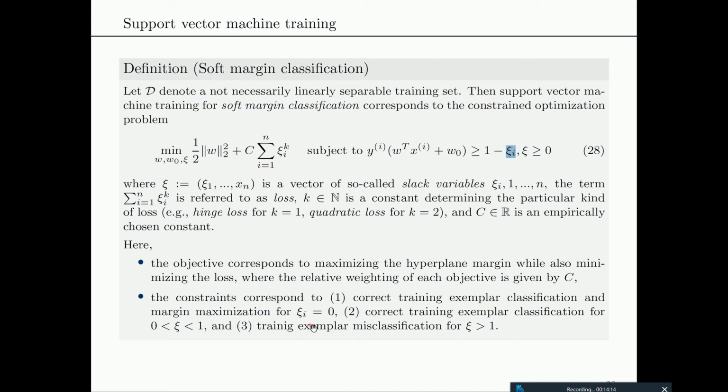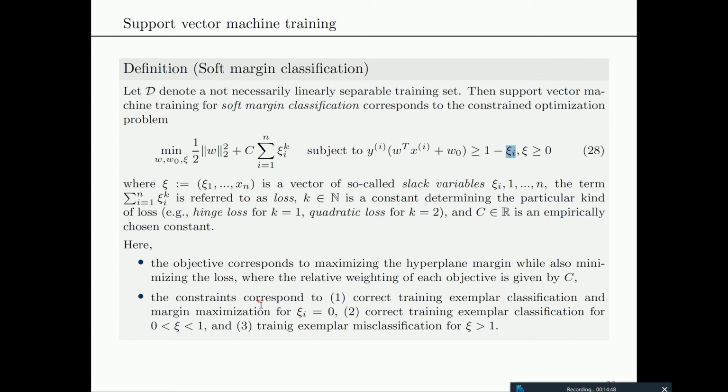If it's between 0 and 1, then we still have correct classification, because the distance between the margin and the hyperplane is 1. So if it goes in the wrong direction, if it's below 1, it's still on the correct side. I will show you the picture in a second.